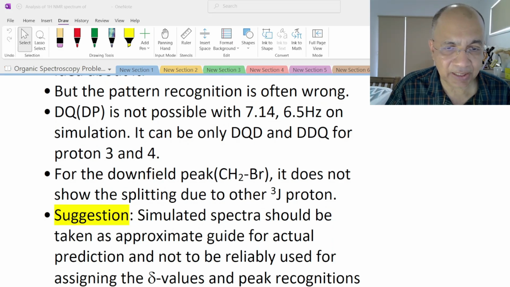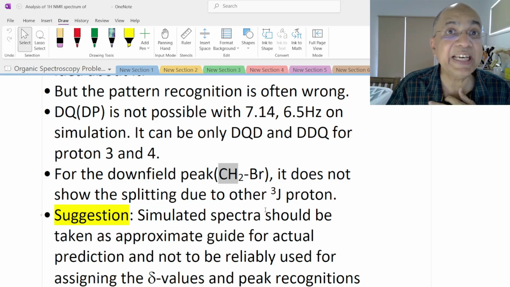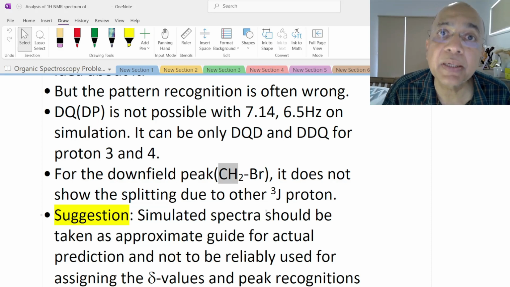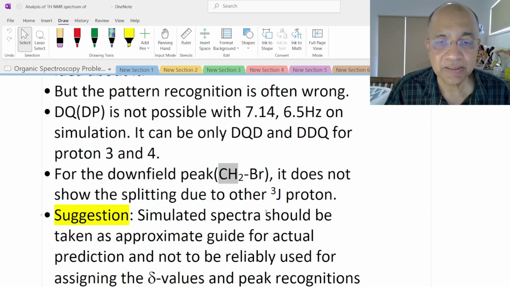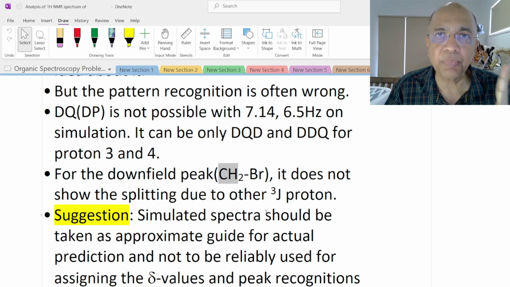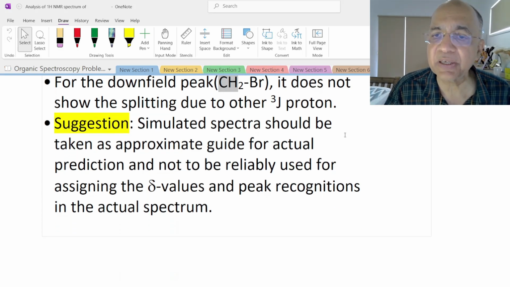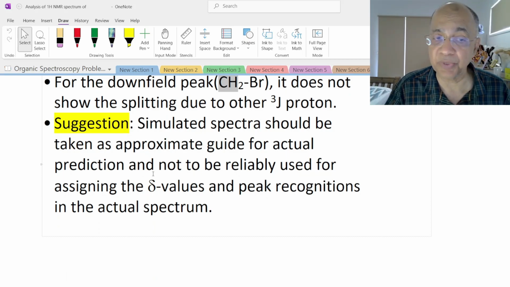And this CH2Br, the downfield peak shows a DD each. That means 8 lines. It is showing only a doublet, not even 4 lines. So it is giving only one peak. It should be DD, not D. The suggestion is simulated spectra should be taken as an approximate guide for actual prediction, not to be reliably used for assigning data values and recognizing the peak multiplicity patterns for real analysis.